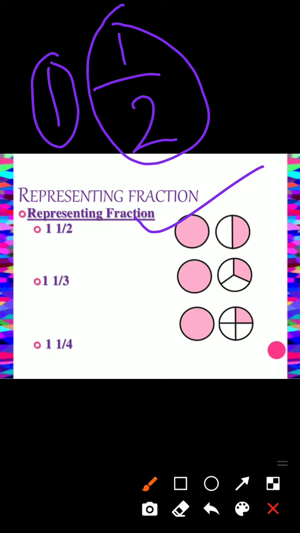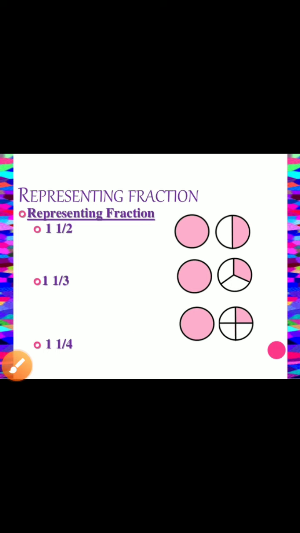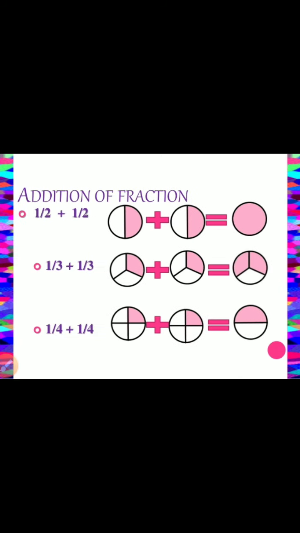Now 1 whole 1 upon 3 means you will take one whole thing and one third part of the second one, and like this one whole part and one fourth part of the second. This is the representation of a mixed fraction. Like this you can show your mixed fraction. How will you add these fractions?